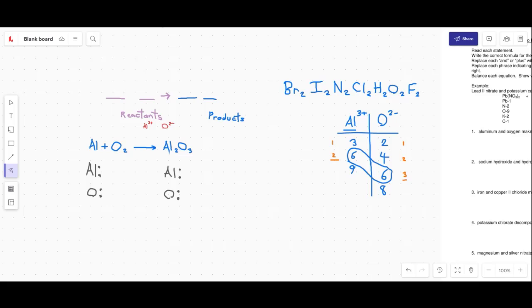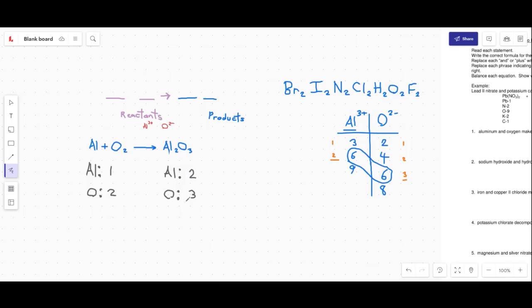Thought I heard somebody say something. How many aluminums do I have on the left side? 1. Very good. And how many oxygens do I have on the left side? 2. Very good. So I have 1 aluminum, 2 oxygens. How many aluminums do I have on the product side? 2. Now, how many oxygens on the product side? 3. Yep. So I'm going to go ahead and balance these.